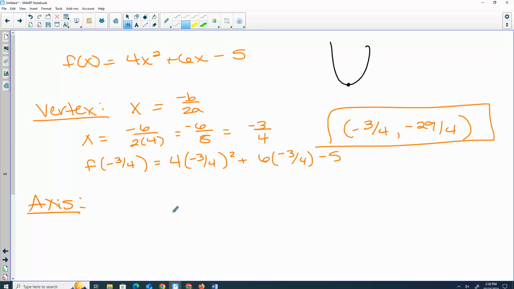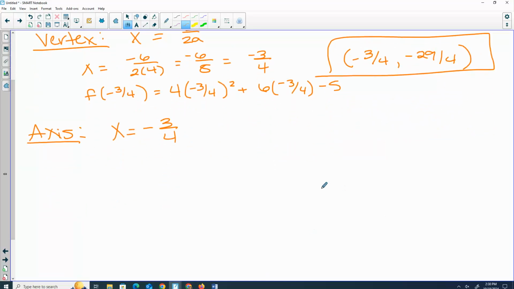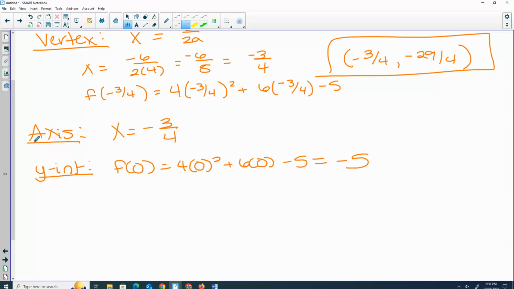If I ask you for the axis of symmetry, what is that? x equals negative 3/4. Just the x value of the vertex. But if I ask for that, you have to give me the equation, not just negative 3/4. If I ask you for the y-intercept, how do we find that? And we get negative 5.